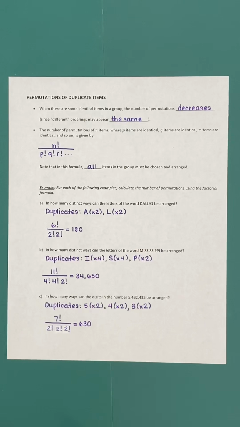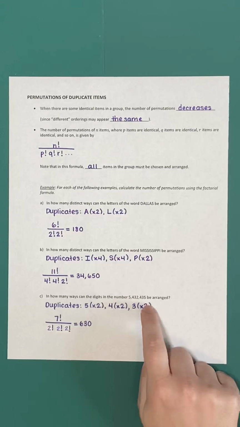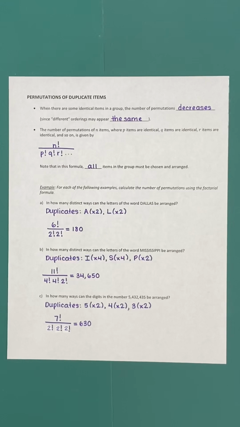Okay, same thing for letters, same thing for numbers, same kind of idea. It doesn't matter what we're duplicating, we're looking for how many duplicates there are. So in how many ways can the digits in the number 5,432,435 be arranged? So what's duplicated here? Well, the only thing not duplicated is that 2 in the middle. So we have 2 5s, we have 2 4s, we have 2 3s, and we have 7 numbers in total. So count up and make sure you haven't missed anything. So 2 5s, 2 4s, 2 3s, and the single 2, that gives us a total of 7 digits.